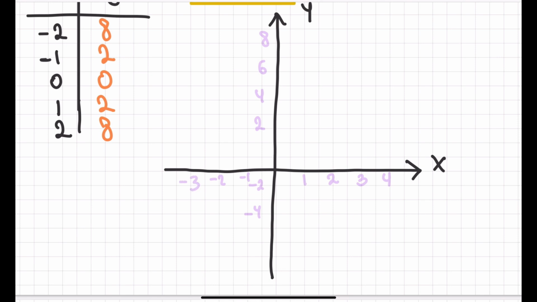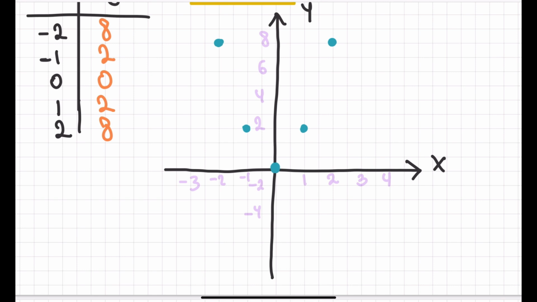Okay. So when x is -2, this is your x, -2, your y is 8. It means it's here. So -2 and 8 are here. When your x is -1, your y is 2. So that means this is here. 0 and 0, 1 and 2, 2 and 8.